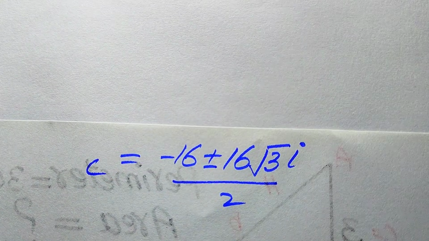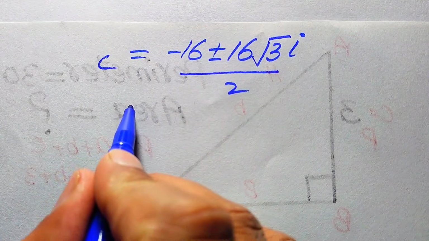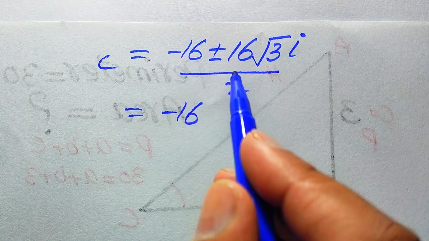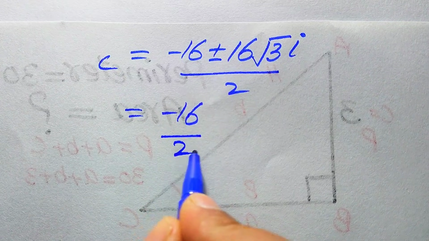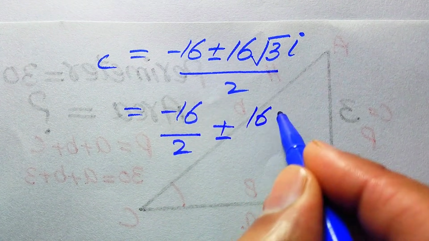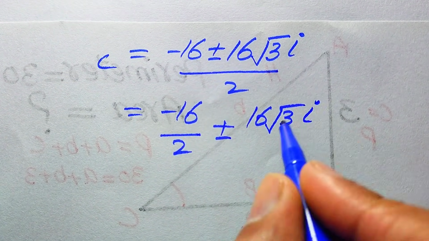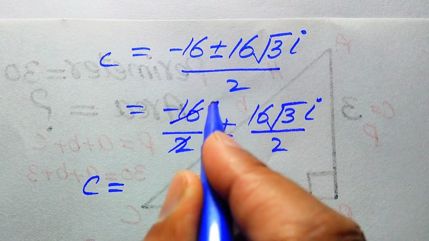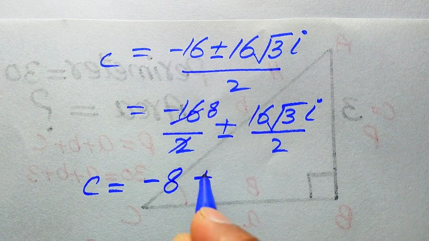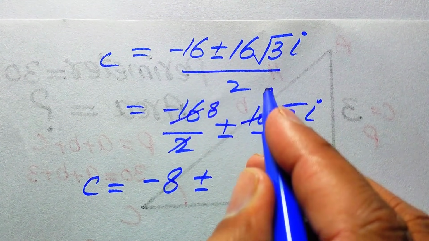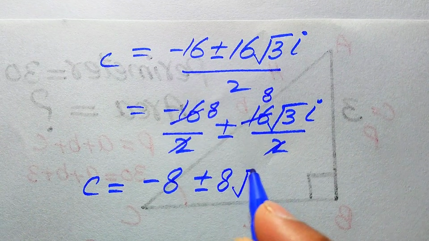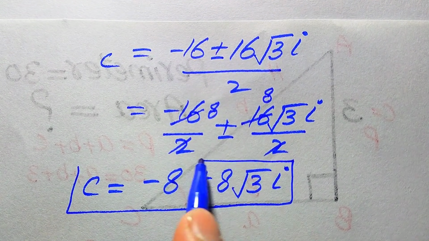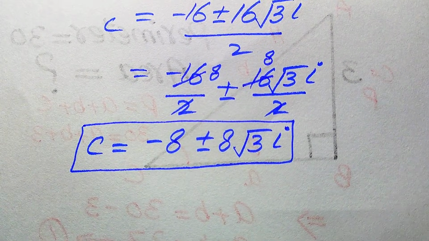So in the final steps, we need a little bit more simplification. For this, we need to break this fraction, and it becomes minus 16 divided by 2 plus or minus 16 times the square root of 3 iota, divided by 2. So we have x equals, 2 times 8 becomes 16, and we get minus 8 plus or minus, this is also 2 times 8 becomes 16, and we get 8 times the square root of 3 into iota. So these are the other two complex roots of the given equation which we get here.